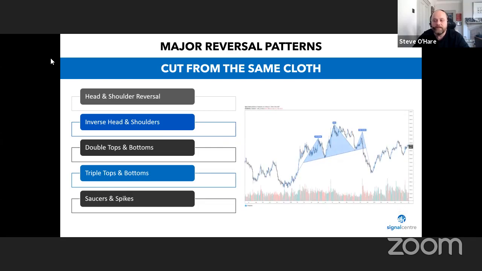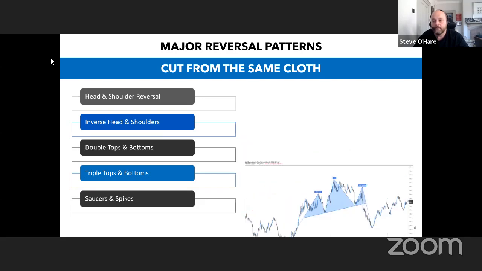Also, we have saucers and spikes. So here's just an example of a head and shoulders reversal formation. You can see the market is trending upwards, has a pullback, a second spike higher. So the left shoulder's been formed, a pullback, and now we can draw a neckline, the final shoulder, and then the sell-off.